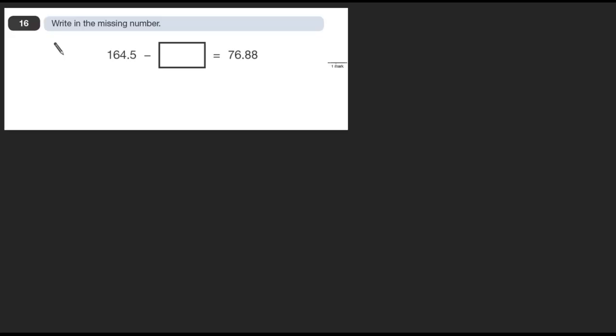And question number 16, a number minus something is that number. If you imagine a question, 5 take away something is 3, we all know the answer is 2. How do we get the answer? 5 take away 3 gives 2. So do the same thing, 164.